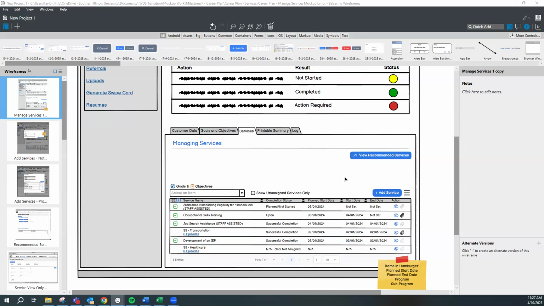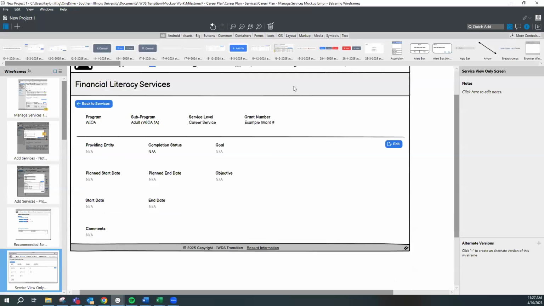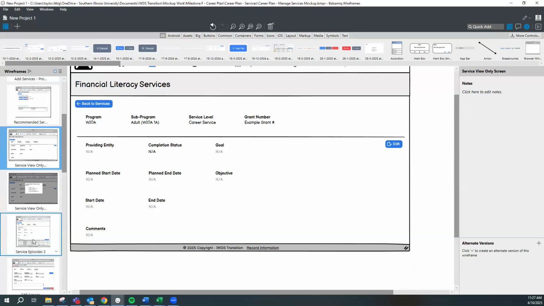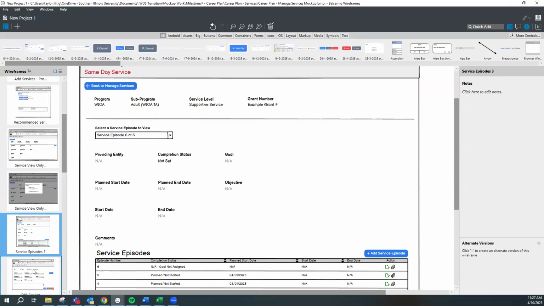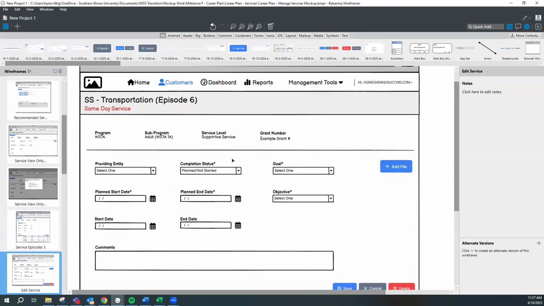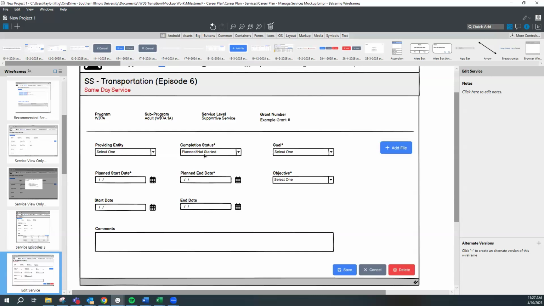So it goes away and only has start and end dates. So we actually have that set up similar already. I just can't demo it for you yet because we don't have it built in the system. But what's going to happen when you're editing a service and you select plan not started, this is a same day service example.